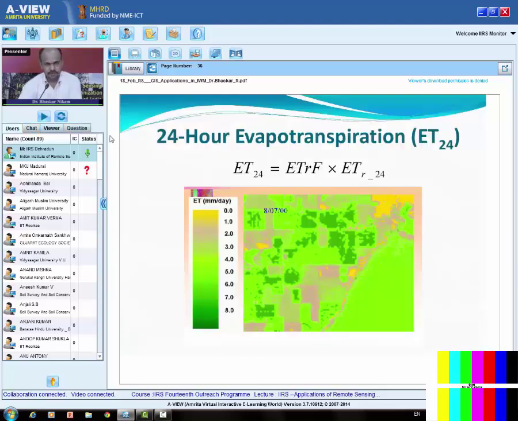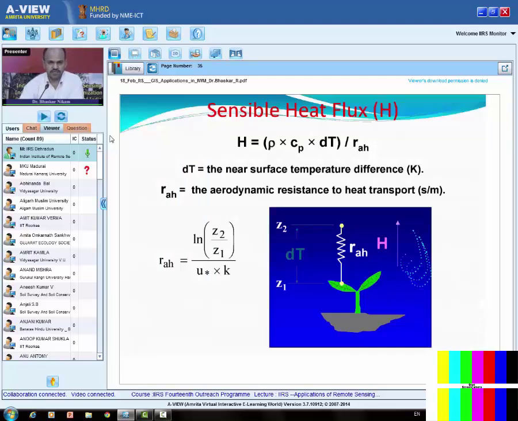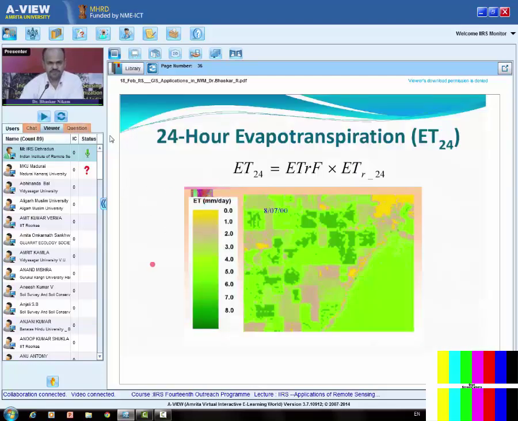Now using this, if I am able to solve this equation, which says that evapotranspiration is equal to Rn minus G minus H, I will get the evapotranspiration. And because I am calculating this evapotranspiration using optical remote sensing data, which is an instantaneous picture of the energy balance, I cannot say that this is a daily evapotranspiration.